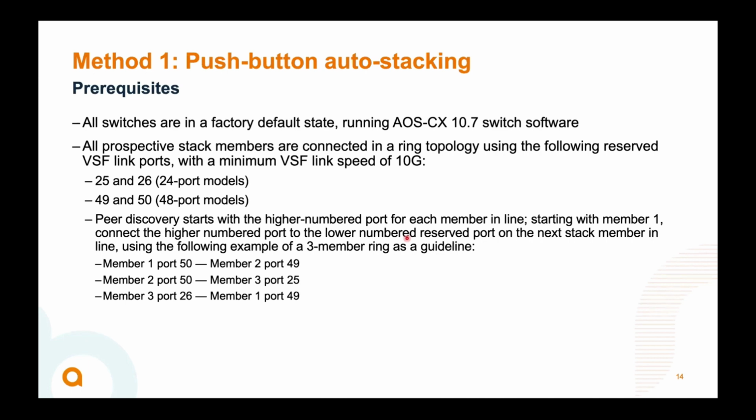So for this example, where you have two 48 port switches and a 24 port switch, you go port 50 to 49 on members 1 and 2, 50 to 25 from 2 to 3, and 26 back to port 49 to close the ring. And you would follow that same pattern regardless of the number of members in the stack, and that includes two-member stacks. So in the case of a two-member stack, you go 50 to 49 on 1 and 2 respectively, and then member 2, port 50 back to port 49 on member 1 to close the two-member ring.